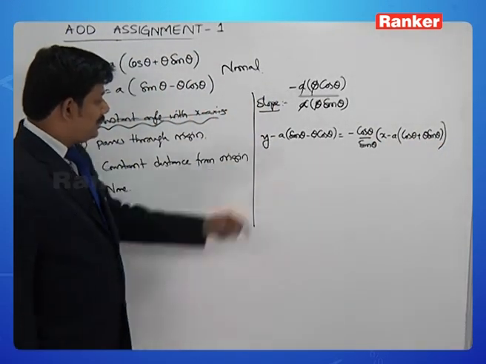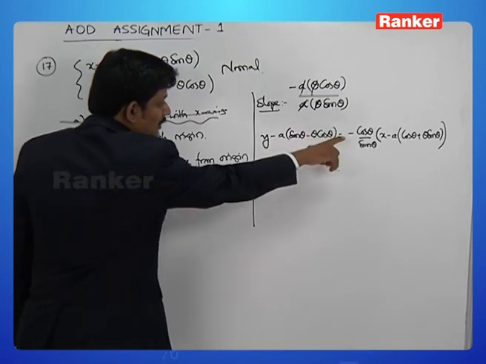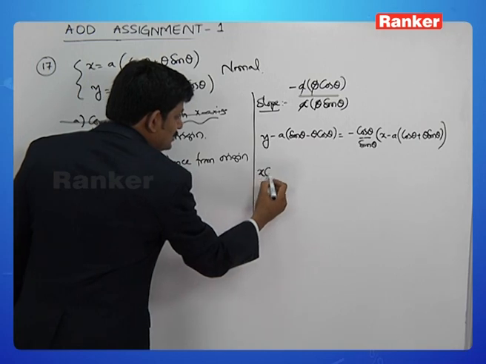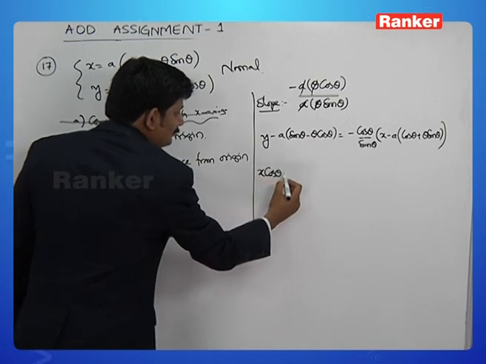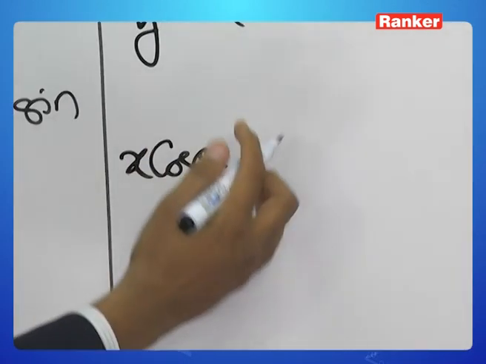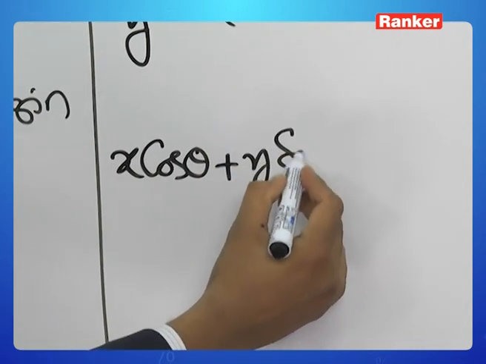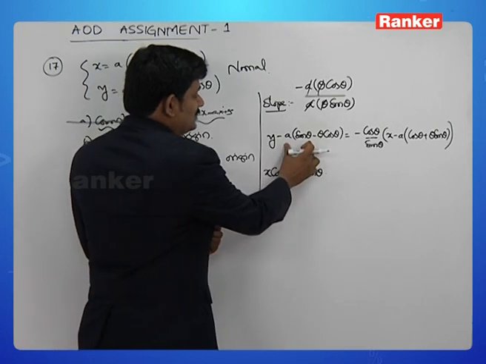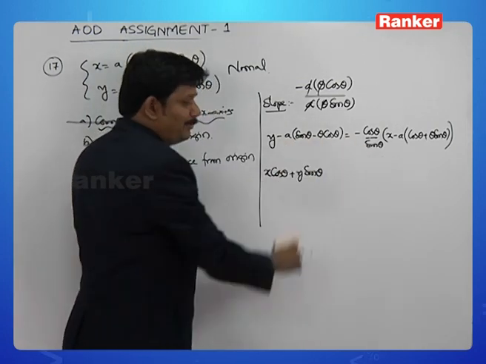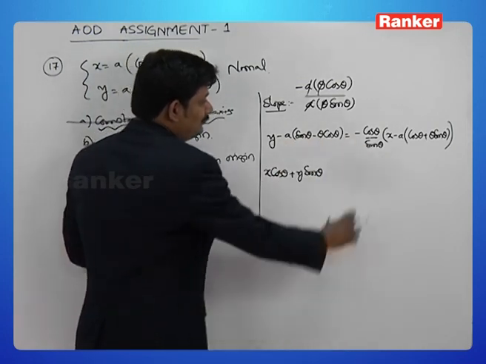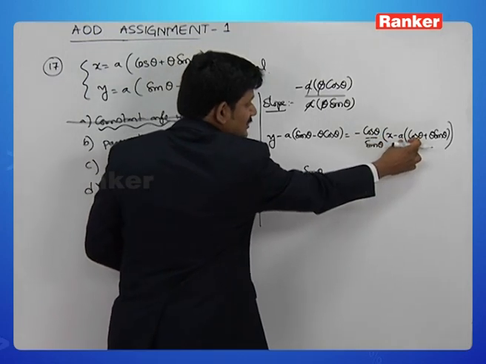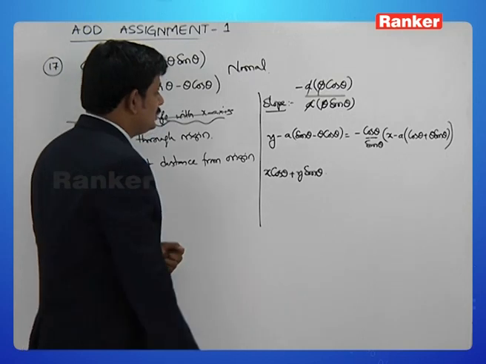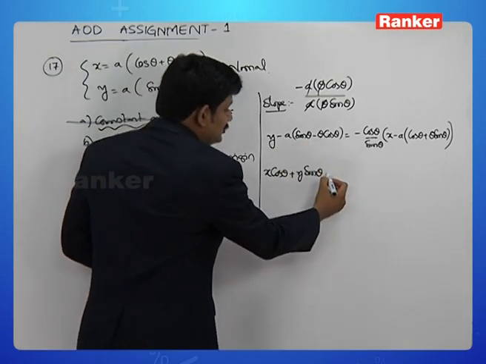Let us cross multiply. The equation would be minus x cos theta, when I bring it this side, x cos theta, y sin theta, minus a sin theta into sin theta, minus a sin square theta, and this is plus a sin cos square theta. On this side it becomes minus a cos square theta, and cos square theta plus sin square theta is 1.